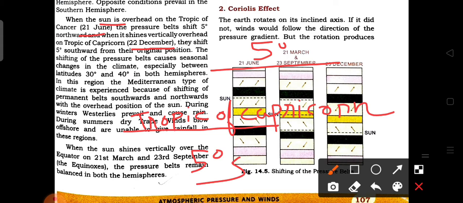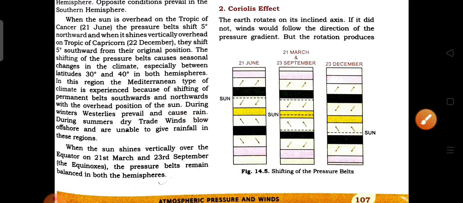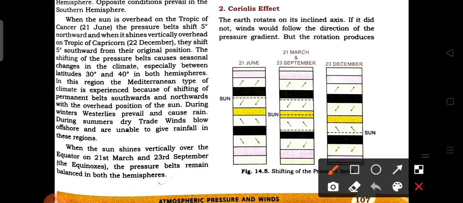So on 21st June it shifts 5 degrees north, and on the 22nd December it shifts 5 degrees south. This is from their original position. From their original position they shift 5 degrees north and 5 degrees south.